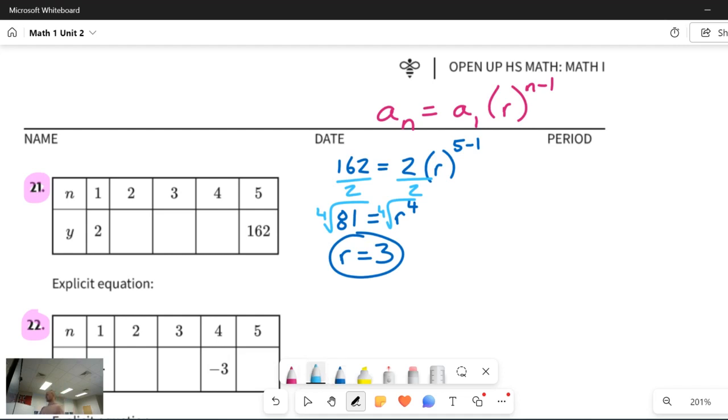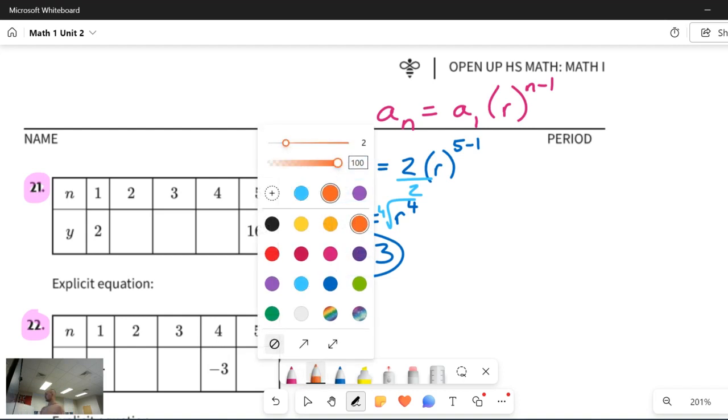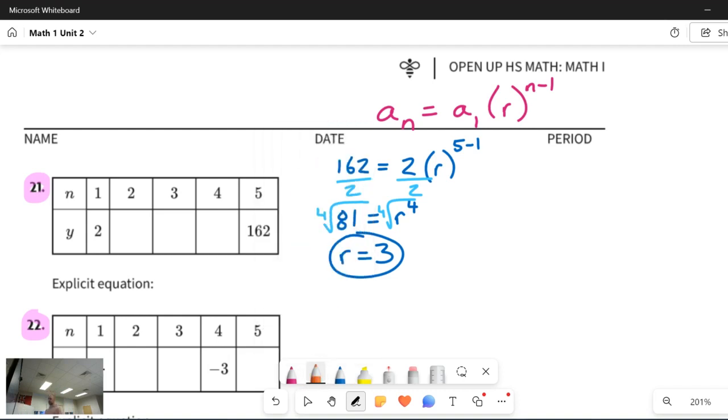And like I said, I like circling things that are important. Then we're going to go back to our pink explicit equation here, and we're looking for a of n. Let's come up with our equation. a of n is equal to our first y value, which we know is 2, times our rate, which we now know is 3, to the n minus 1. This here is going to be our equation. And that's great that we're able to find that so easily.